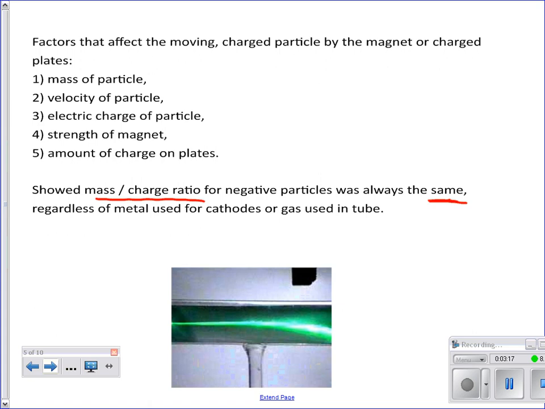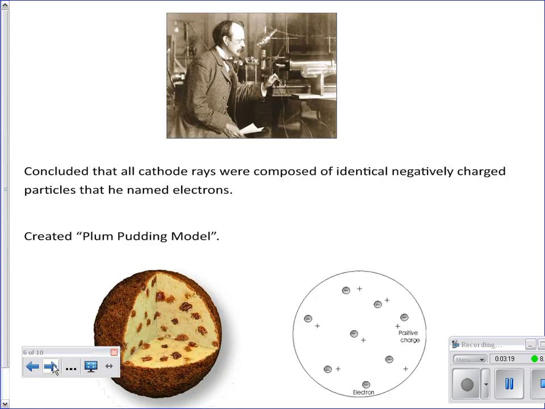It didn't matter what gas he used or what metals he used for the cathode and anode. So based on this information, he said, hey, all of these things have identical negatively charged particles in them. And he came up with the term of electrons.